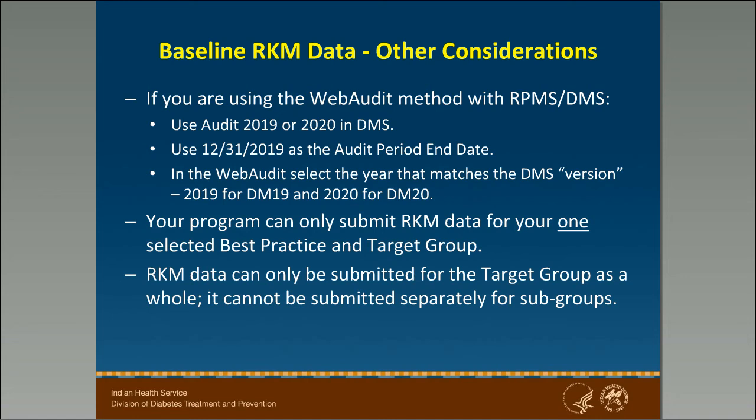Required key measure data can only be submitted for the target group as a whole. It cannot be submitted separately for subgroups. So if you chose, for example, to work with youth as well as elders, you won't be able to separate them into two separate groups. You'll have to put them in all together. Some of you may also be working with other sites. And the other sites might be collecting information when it comes to putting it into the SOS. However, you'll have to submit it as one giant group.